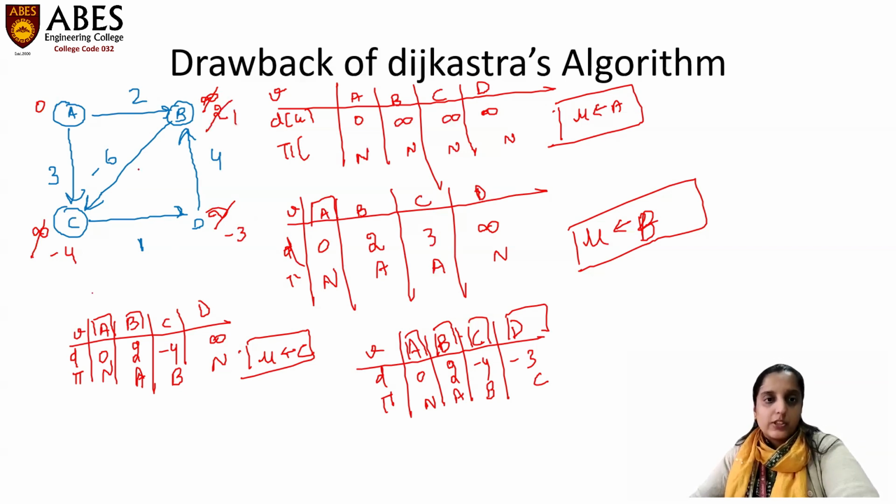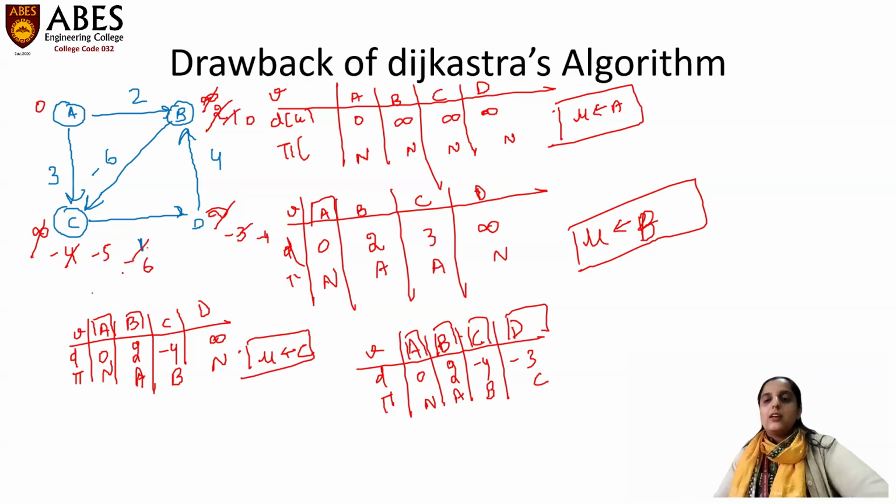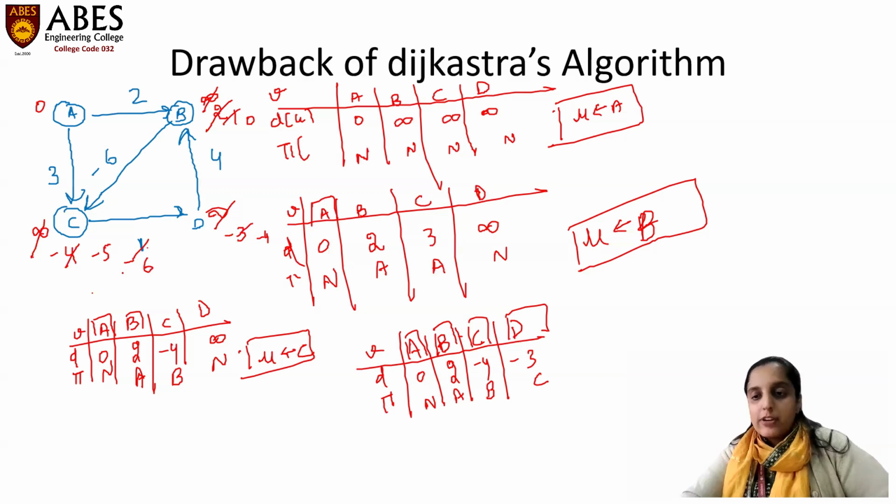Again, the arrow is coming in this direction, so 1 minus 6 is minus 5. Minus 5 plus minus 1 is minus 4. Minus 4 plus 4 is 0. 0 minus 6 is minus 6. So as you can see here, we are stuck in an infinite loop. So here Dijkstra's algorithm actually fails, because Dijkstra's algorithm is incapable of detecting a negative weight cycle in your graph.